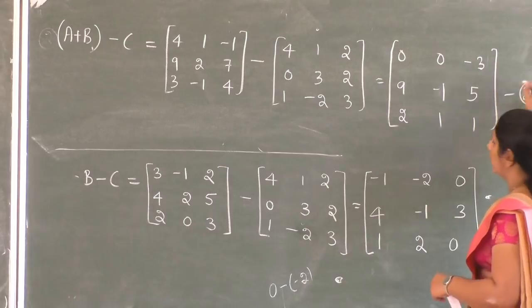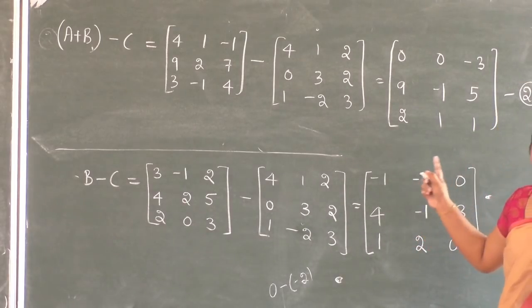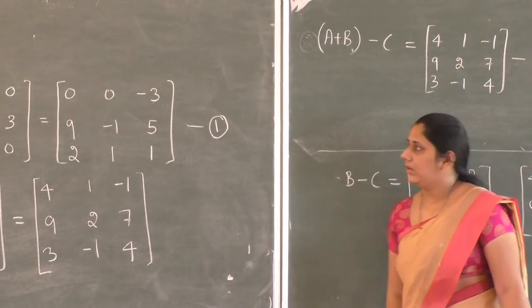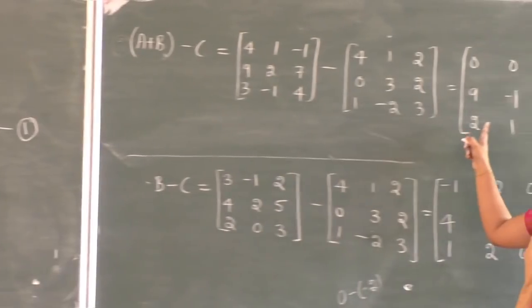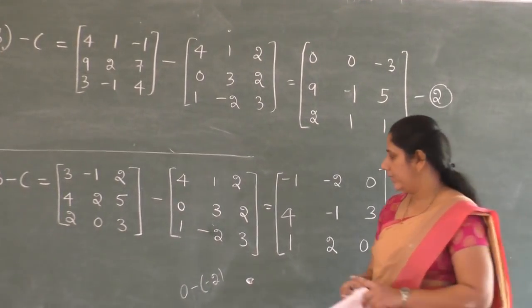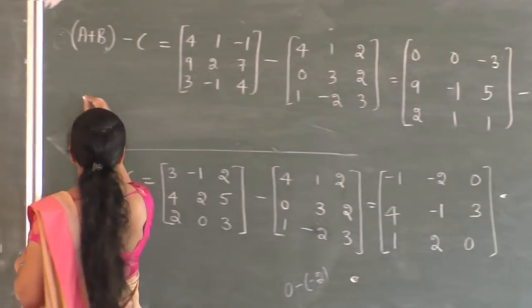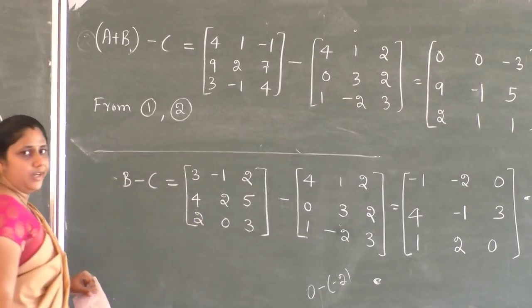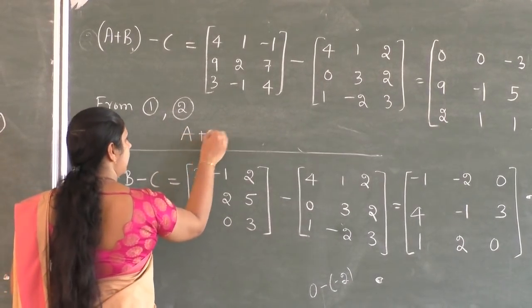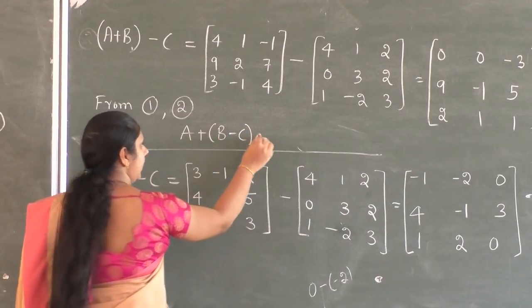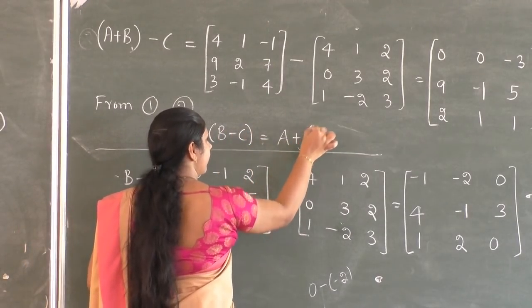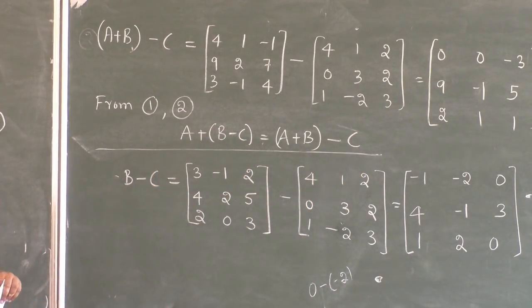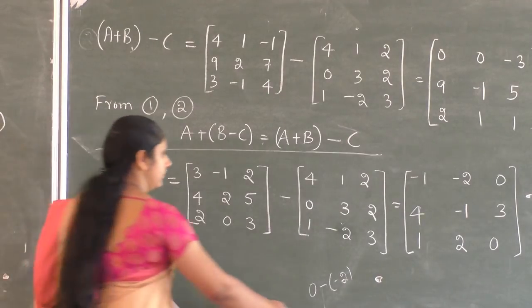Now take this as equation 2. Now compare equation 1 and 2. See equation 1 and equation 2, both are same. Therefore, you can write the conclusion from equation 1 and 2: A plus B minus C is equal to A plus B minus C. This type of problem may come for 5 marks. Important.